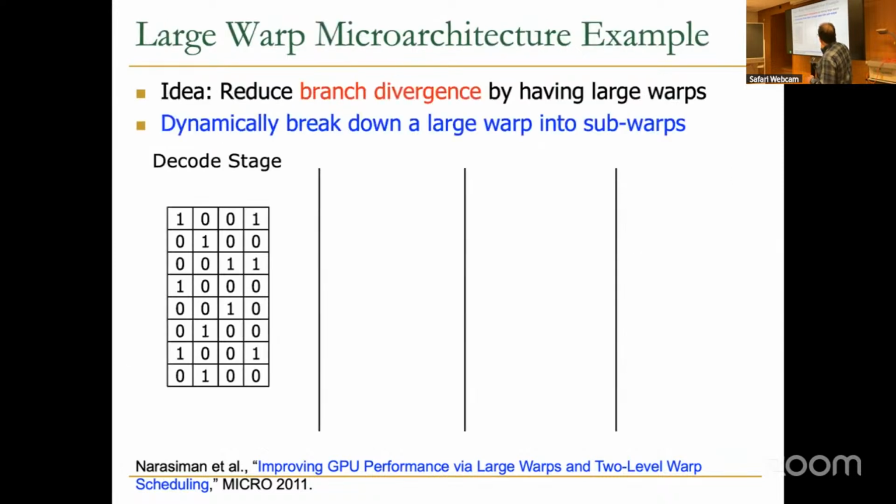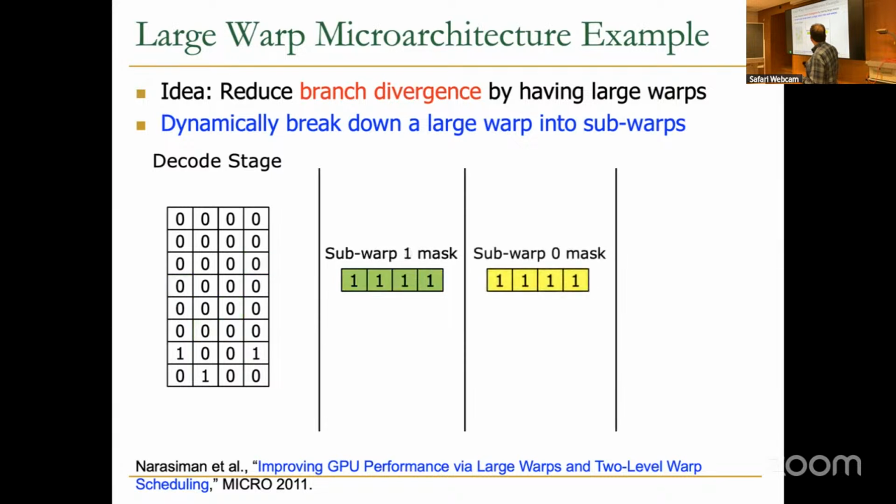Also, in this paper, they discuss how we can reduce branch divergence by providing a large warp definition. Large warps means warps much larger than 32 threads. Then you can flexibly make sub-warps out of this big large warp, keep your SIMD active and do computation. I don't really have time to go into detail, but if you're interested, you can check this paper.